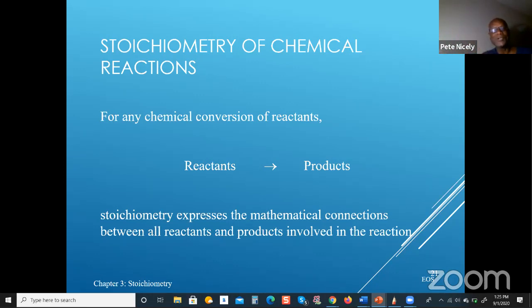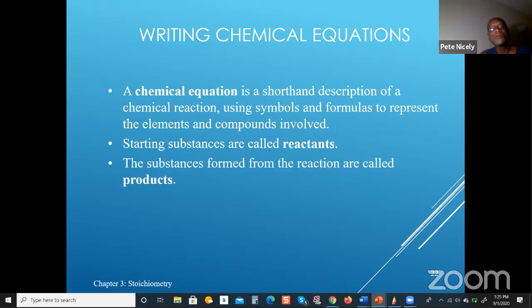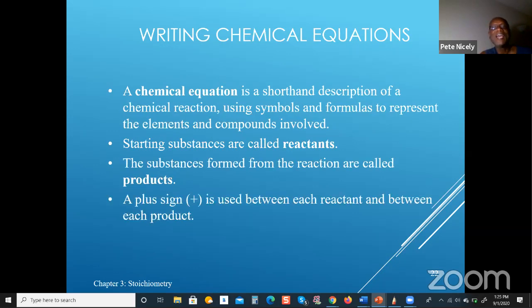And we know that an equation will have reactants represented on the left side, products on the right side, and you have an arrow pointing from the reactants to the products, all right? So we need to be able to write down a balanced equation for any reaction that you're given. And we all know that a balanced equation is a shorthand way of expressing what is happening in a chemical reaction. There are some symbols involved.